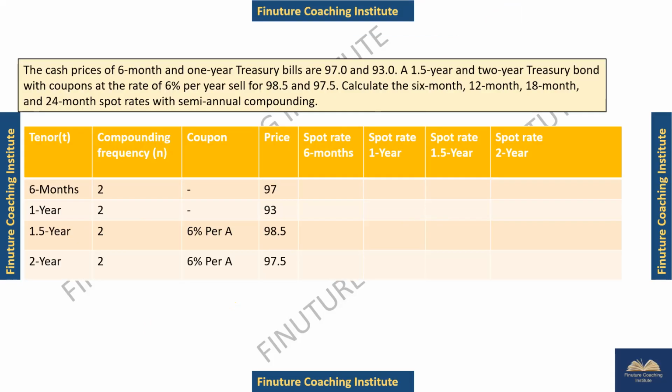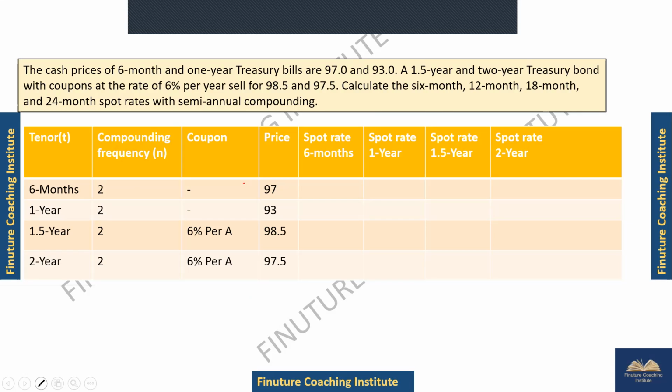So let's have a look at the numerical. Give me a moment, let me switch on my pen. So there are the cash prices of the 6 month and 1 year bonds. So the prices for the 6 month and 1 year treasury bill, sorry.